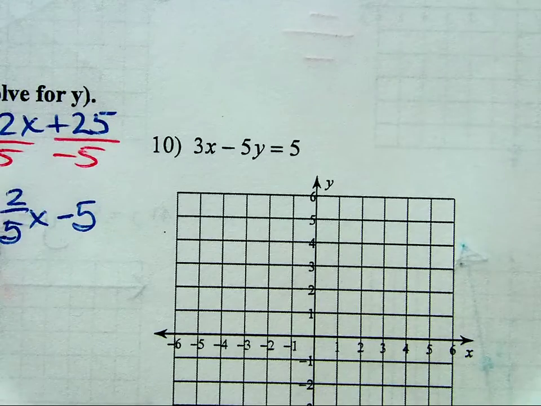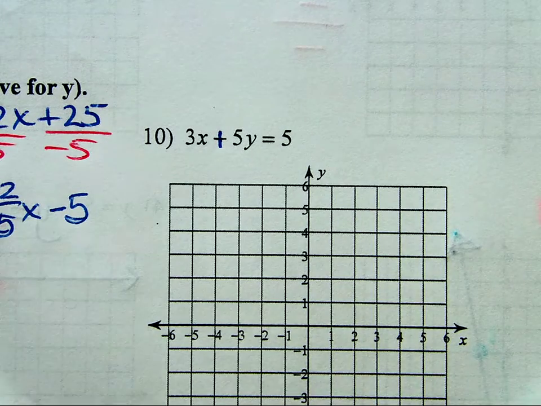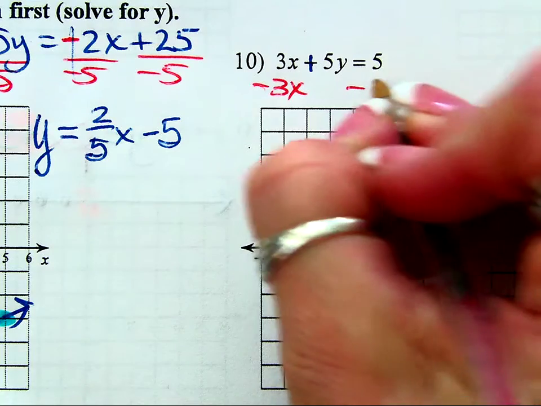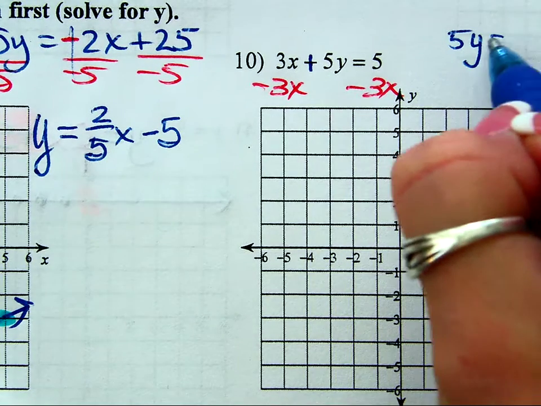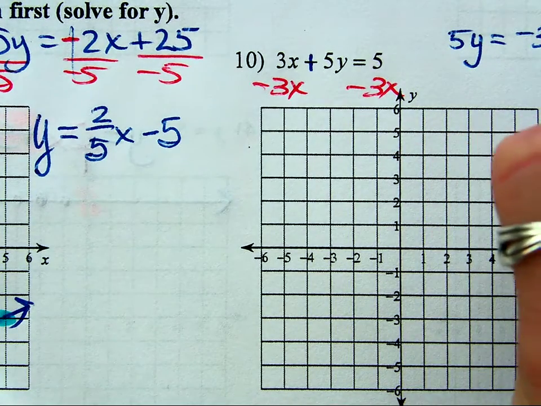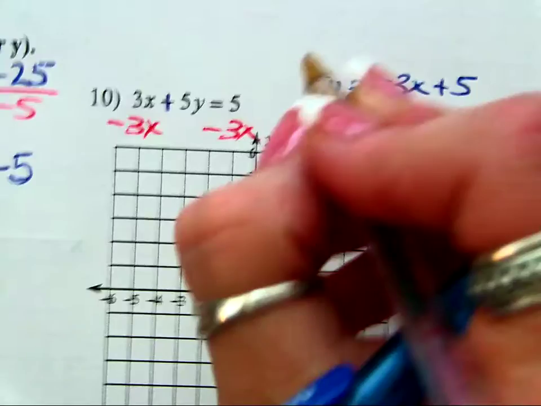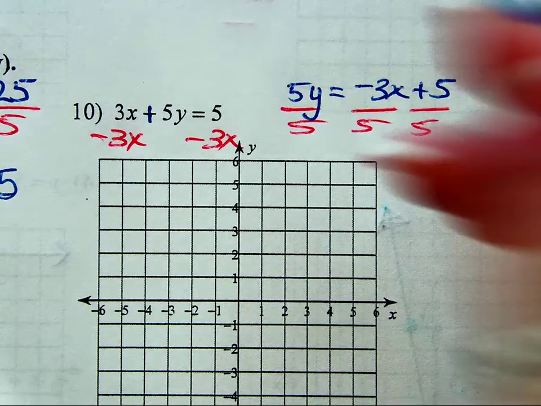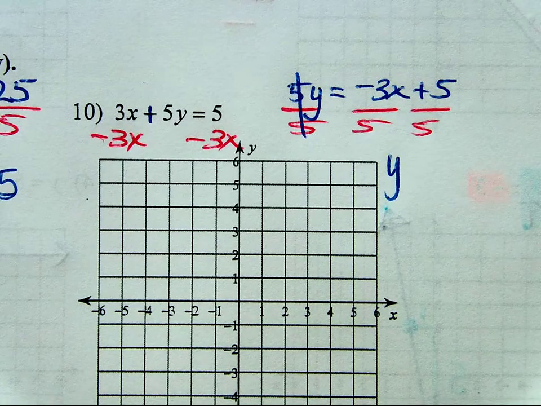Okay? So now I need to get the y by itself. That means I have 5y is equal to negative 3x plus 5. Divide everything by 5. That leaves me with what? Excuse me. A negative 3x divided by a positive 5.